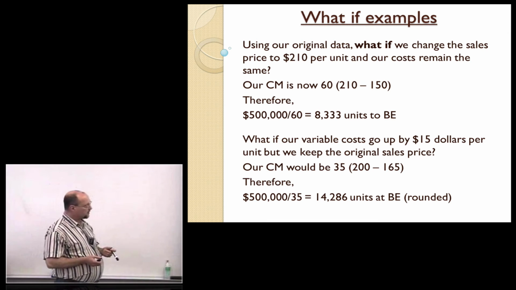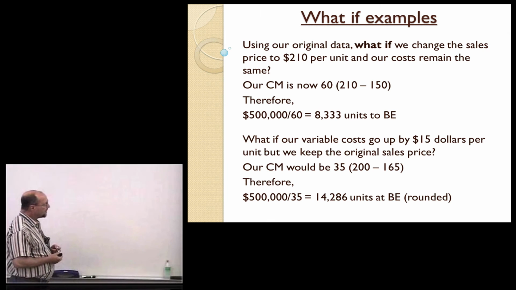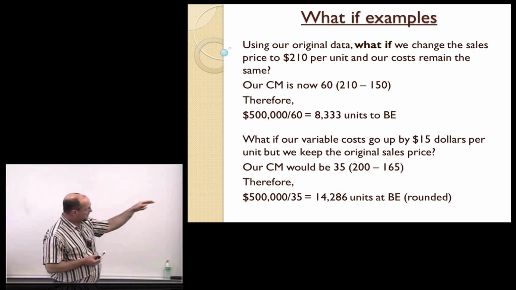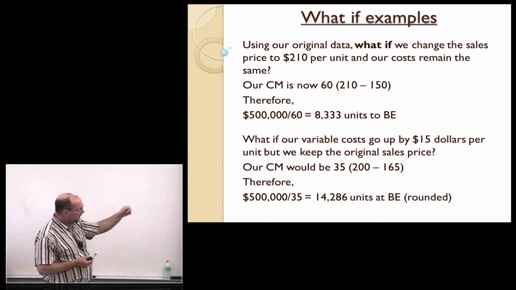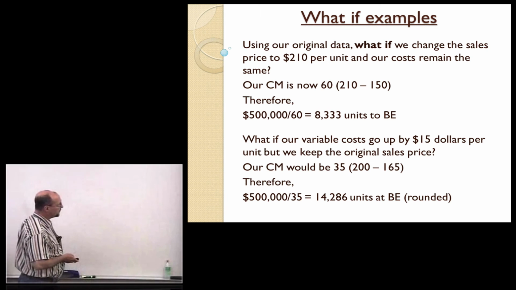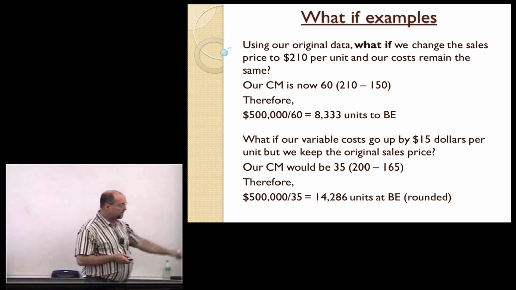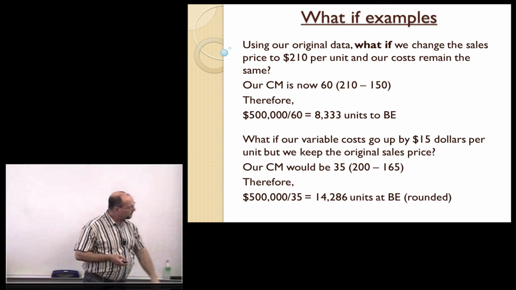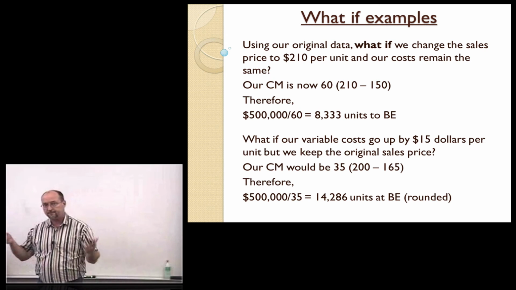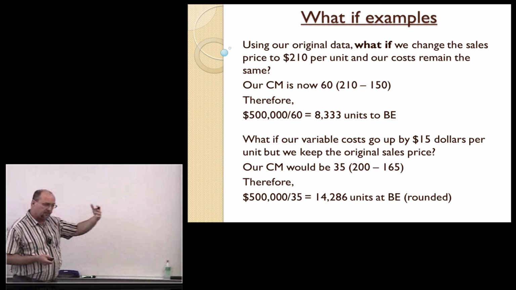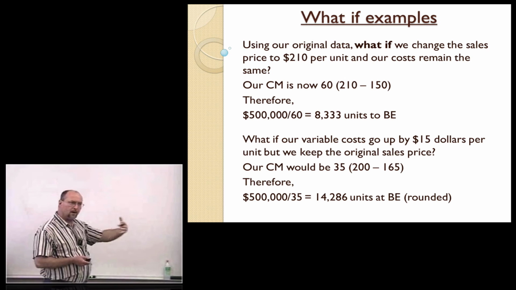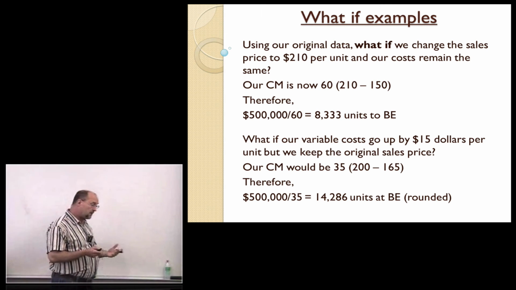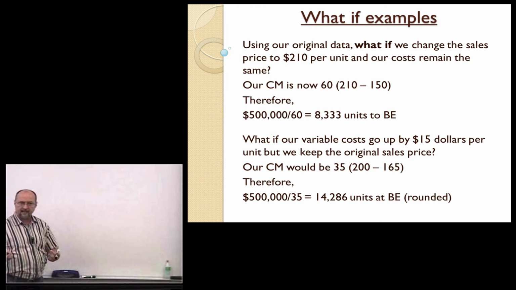What if we change the sales price from 200 to 210? Well, literally just plug the new number into the formula. 210 sales minus 150 variable cost. Contribution margin's now $60 per unit. Use the formula. 500 fixed cost divided by the new contribution margin, 8,333 units to break even. Okay, hey, makes sense. If you can raise the price without your cost going up, you're going to achieve profitability sooner, fewer units to break even. Okay, now whether or not you can pull that off in the real world with competition and demand remains to be seen.